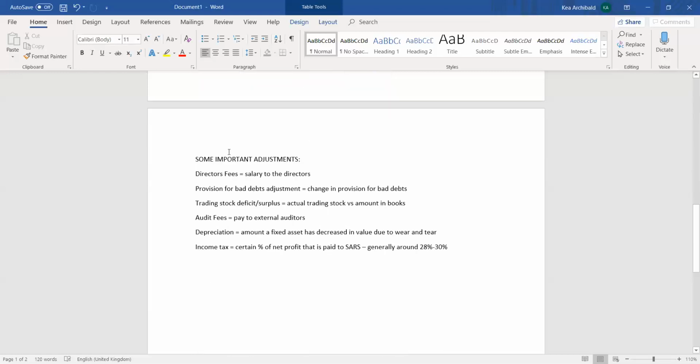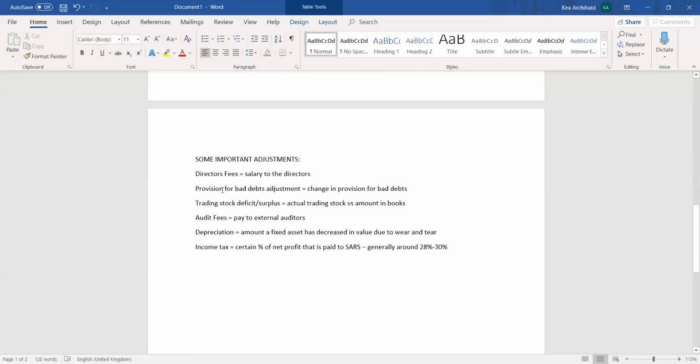We then move on to some important adjustments that are relevant to companies and which are probably new for grade 11. The first being directors' fees. This is the salaries that are paid to the directors. Directors are employees of the business which manage the business. They are not the owners of the business. They are just the managers. The owners of the business are the shareholders.